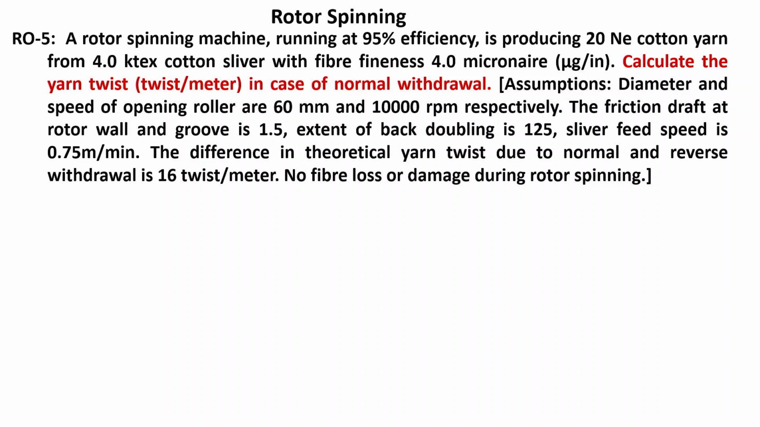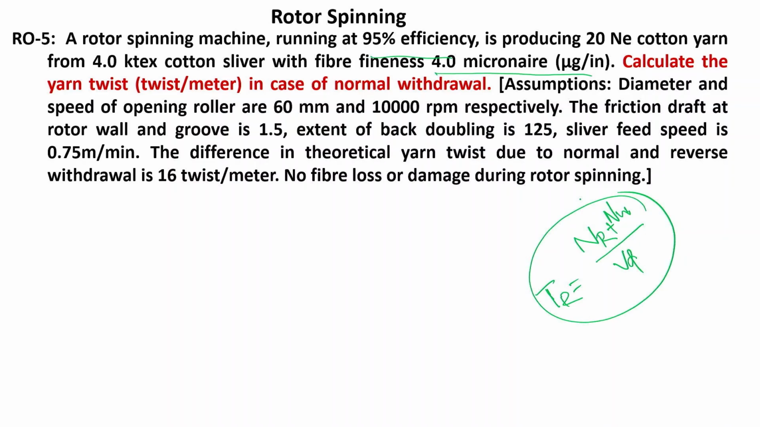Next numerical: a rotor spinning machine running at 95% efficiency, producing 20 NE cotton yarn from 4 kilotex sliver with a fiber fineness of 4 micronaire. Calculate the yarn twist per meter in case of normal withdrawal. So, for normal withdrawal, T normal is rotor RPM plus withdrawal RPM divided by delivery speed.